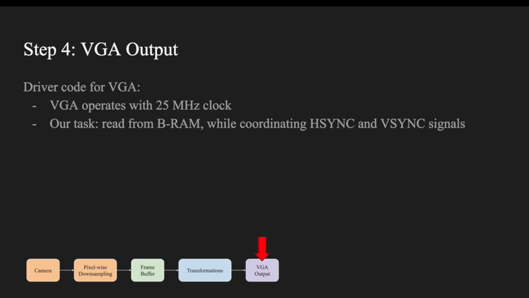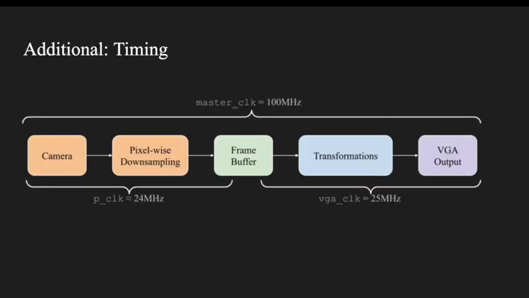And so with this clock signal, we need to read from the block RAM while coordinating the H-sync and V-sync signals, and of course the address from which we want to read inside of block RAM. And to summarize all this timing stuff, again, we have 3 different clock signals going. The one on the left here is the pixel clock from the camera. The one on the right is the VGA clock, which is 25 megahertz, and we have our master system clock at 100 megahertz.